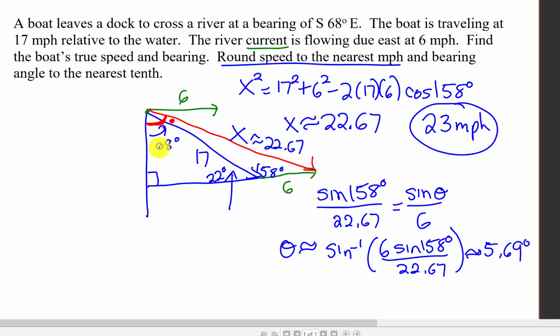So my angle is going to be 68 plus that. So we'll do plus 68, and I get 73. It said to the nearest tenth, so 73.7. Okay, so this bearing is going to be south 73.7 degrees to the east.